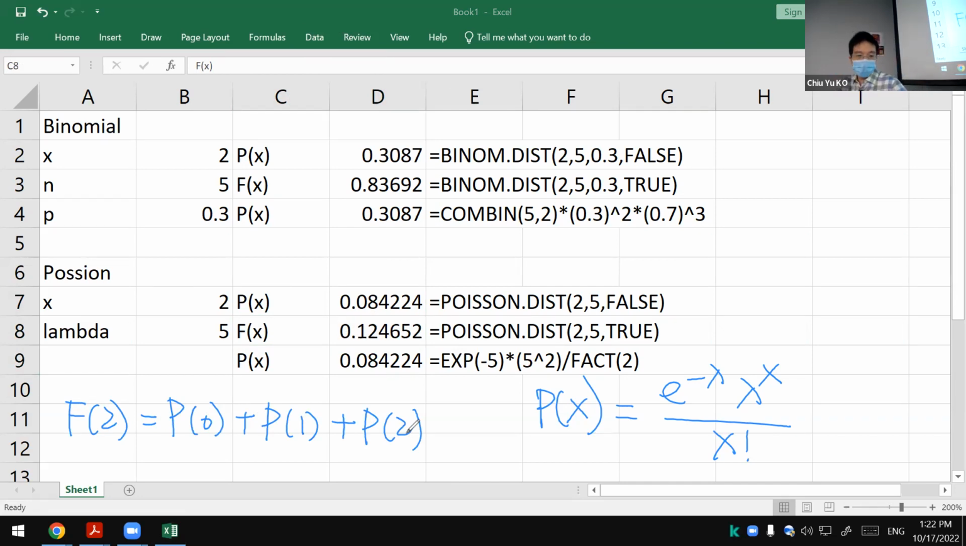And remember what big F of 2 is. It's asking what's the probability that less than or equal to 2 customers arrive in the next hour, because an hour is a Poisson with a mean of 5.